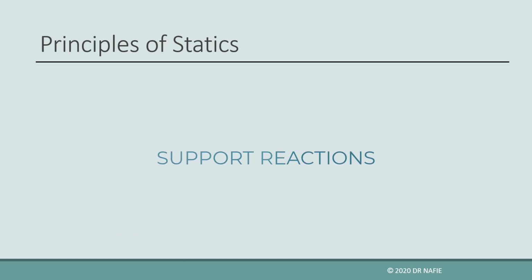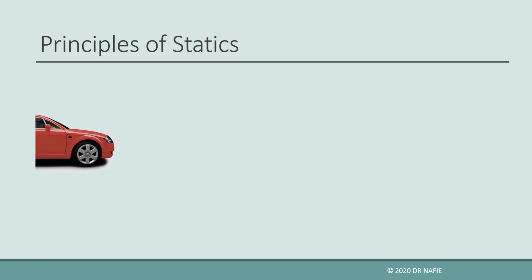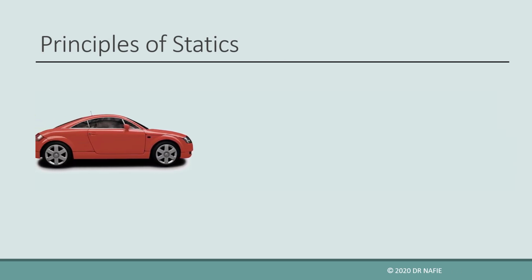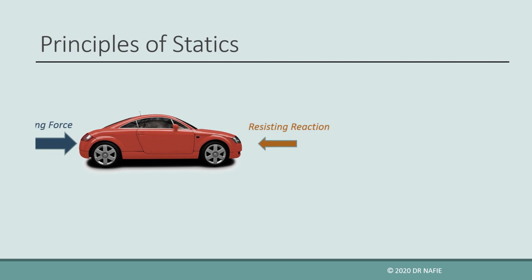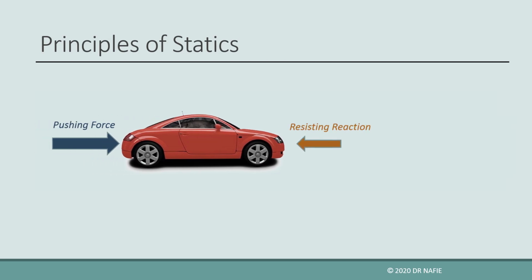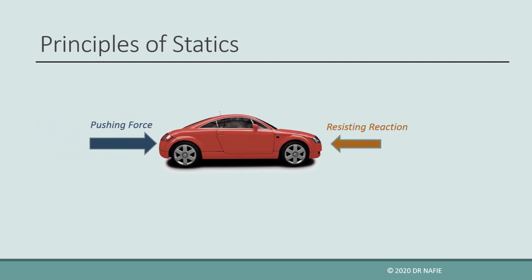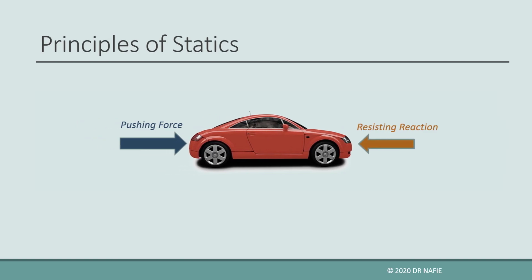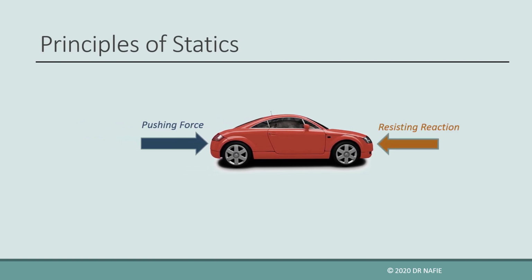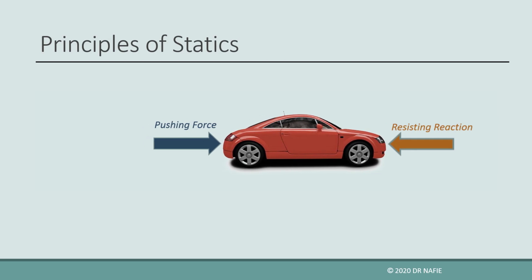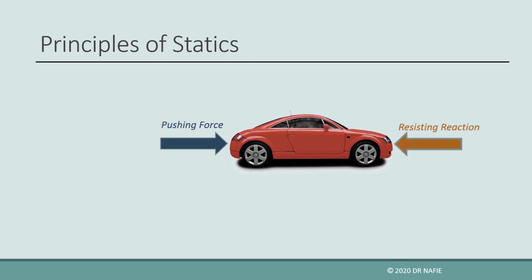Support reactions. What is a reaction? When a car is pushed on a smooth level ground, it will roll freely with no resistance. To stop the car, you need to push back with an equal and opposite force. The force used to stop the car is called a reaction, because the amount of effort you need to exert to stop the car doesn't depend on your decision. It only depends on the magnitude of the original force pushing the car.